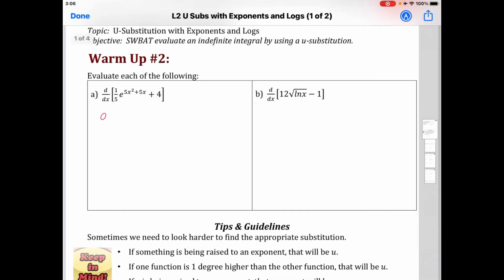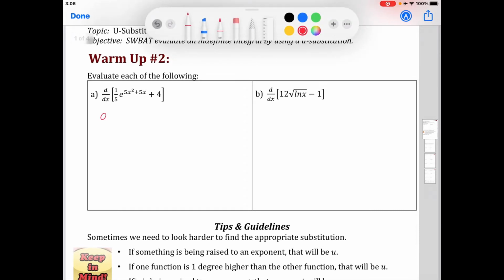So it's going to be 1/5, the constant, times e to the 5x squared plus 5x, times the derivative of the exponent, which would be 10x plus 5, right? And the derivative of a constant is 0. So I can simplify that. I can factor out the 5 or divide by 5. So I'm left with e to the 5x squared plus 5x, parentheses 2x plus 1.